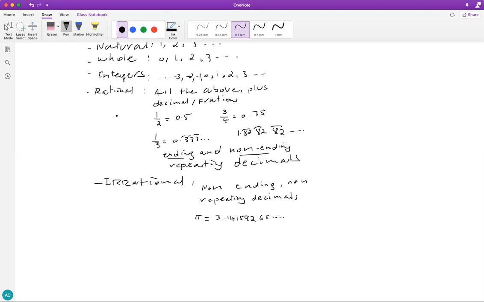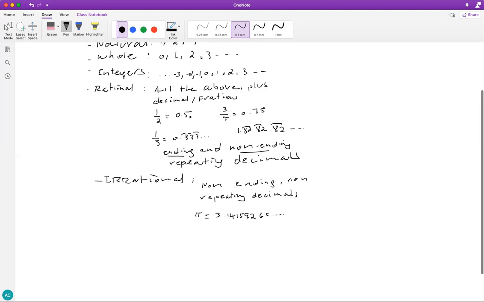So that's the difference between rational and irrational numbers. So if the division ends, it's rational. If the division doesn't end, but it repeats in a pattern, it's also rational. If it's the opposite of this, it means if it doesn't end, it does not repeat, it's irrational.